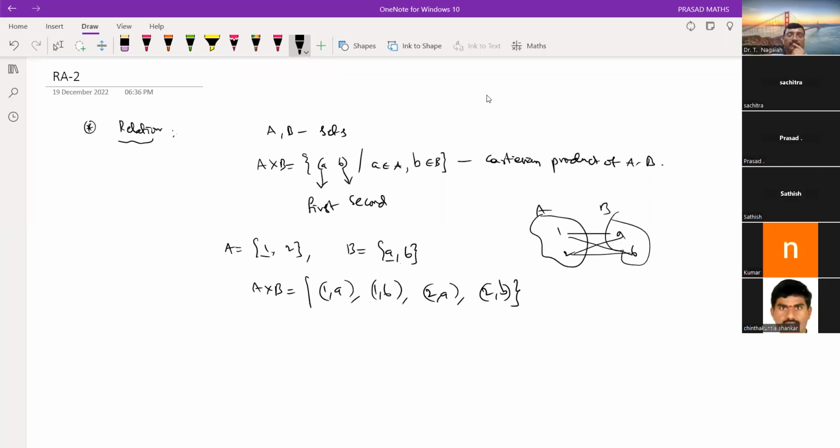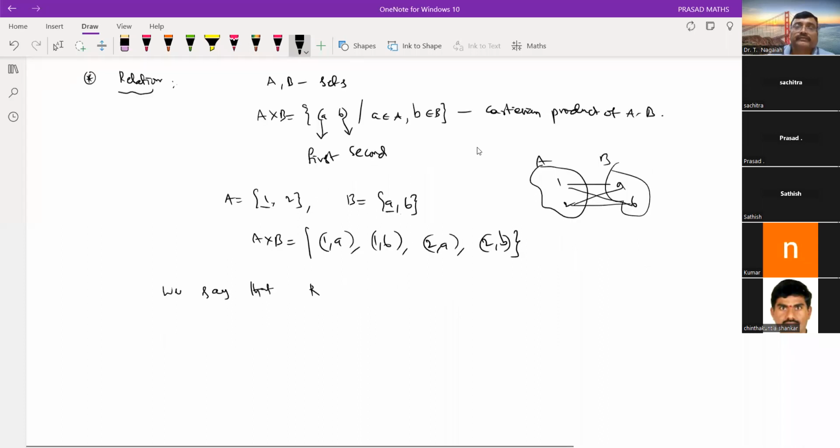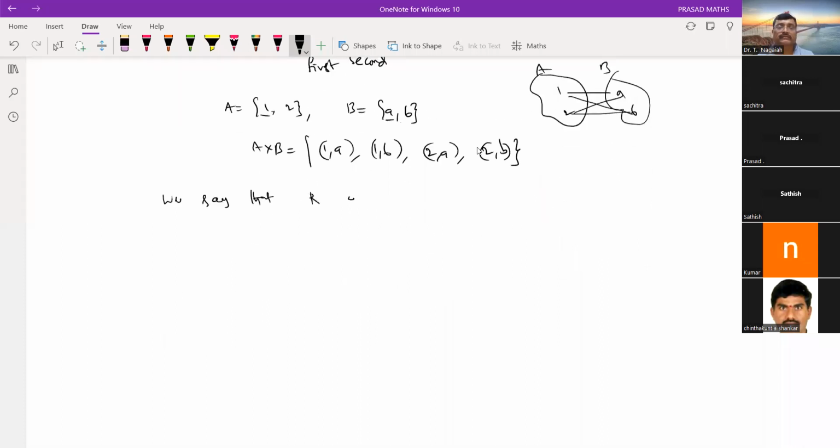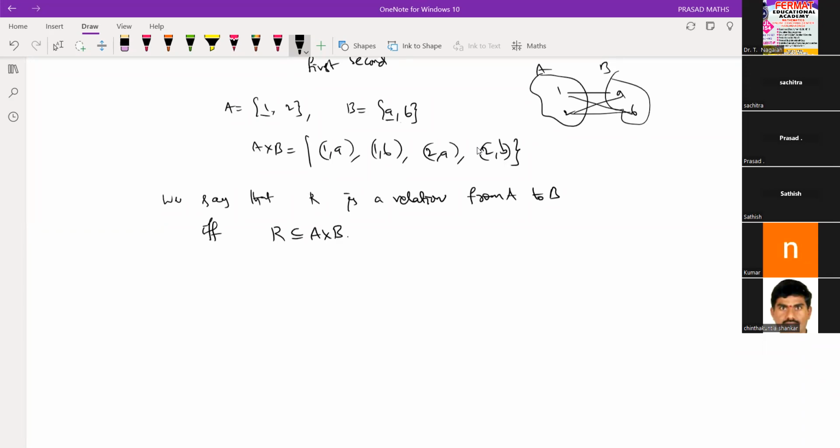Now what is meant by relation? We say that R is a relation from A to B if and only if it is a subset of A cross B, that's it. If it is a subset of A cross B, automatically R is a relation from A to B.